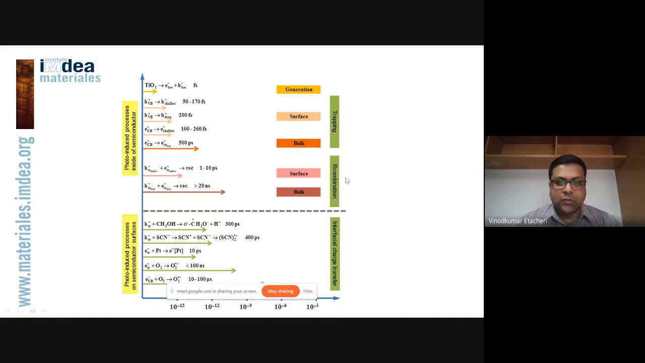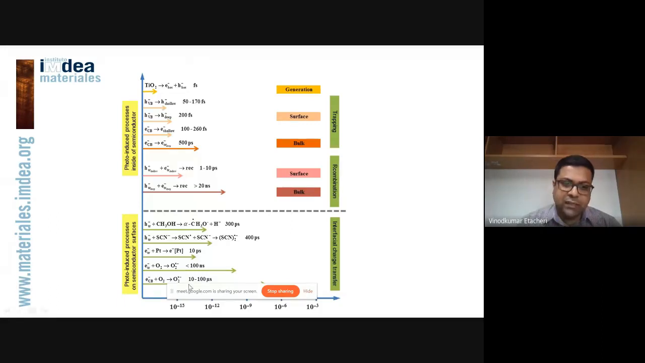And another reaction, the opposite reaction, is recombination. So if the electron recombines with holes, that can result in energy release and low performance of the photocatalyst material. So that recombination can happen at different rates. It can happen at the picosecond and nanosecond scale in surface and bulk. So these are two competing reactions: generation and recombination and trapping. So we need an optimum kinetics between these reactions to get a very good photocatalyst.